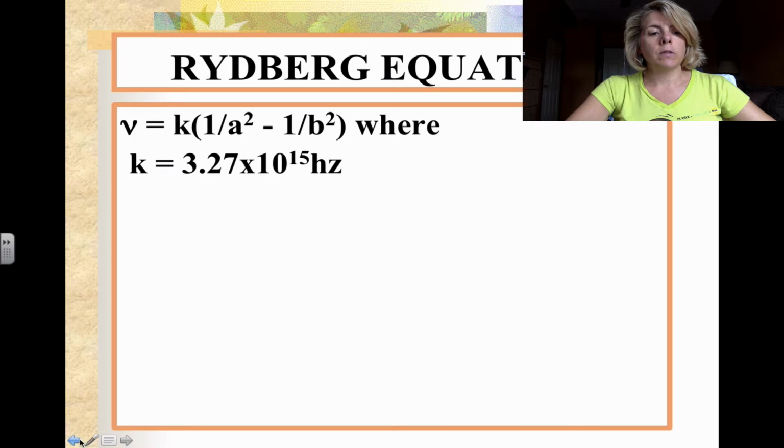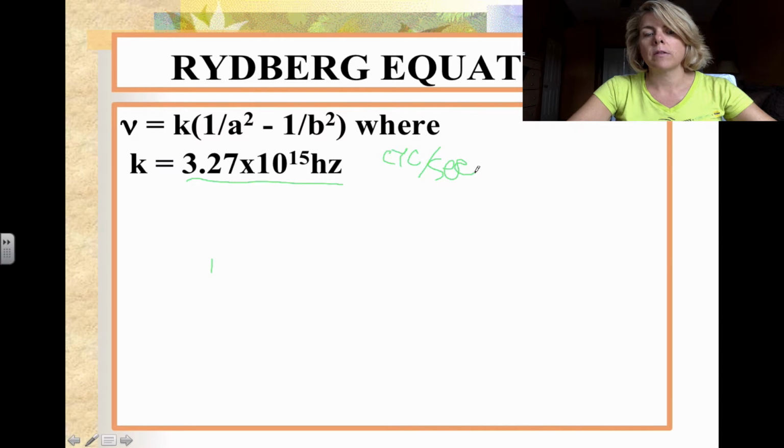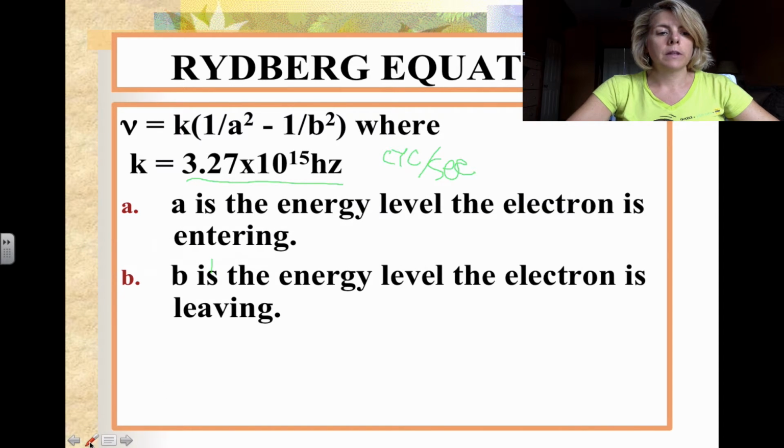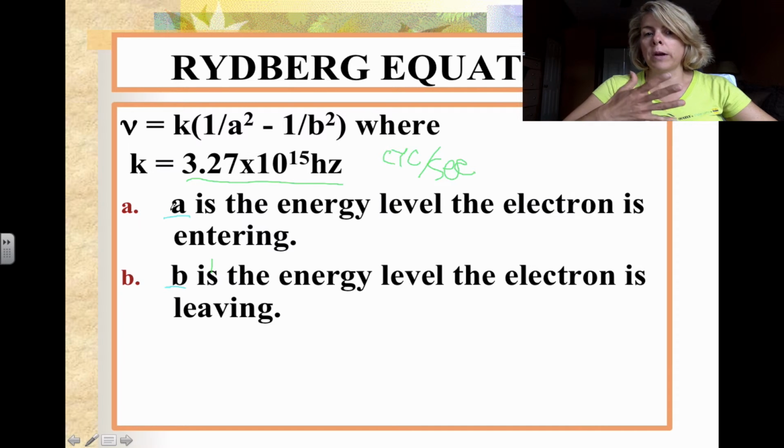First off, this is the Rydberg constant. Okay, so you will be given this. You will not be asked to memorize this. And notice it's in hertz. Remember, hertz is cycles per second, or 1 over second, okay? A is essentially the energy level that the electron is dropping down to, okay? So this is the last energy level that the electron is going to occupy. B is the original energy level that it occupied. So this is the lower energy level, this is the higher energy level.